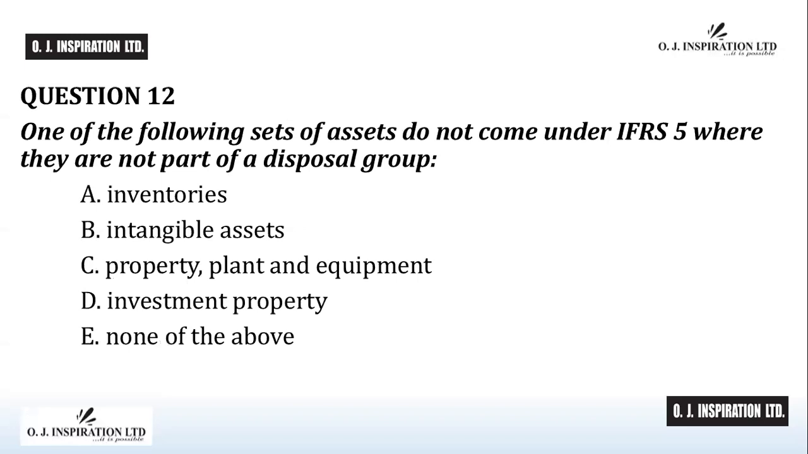Question number 12. One of the following sets of assets do not come under IFRS 5 where they are not part of a disposal group. A. Inventories. B. Intangible assets. C. Property, plant, and equipment. D. Investment property. E. None of the above.